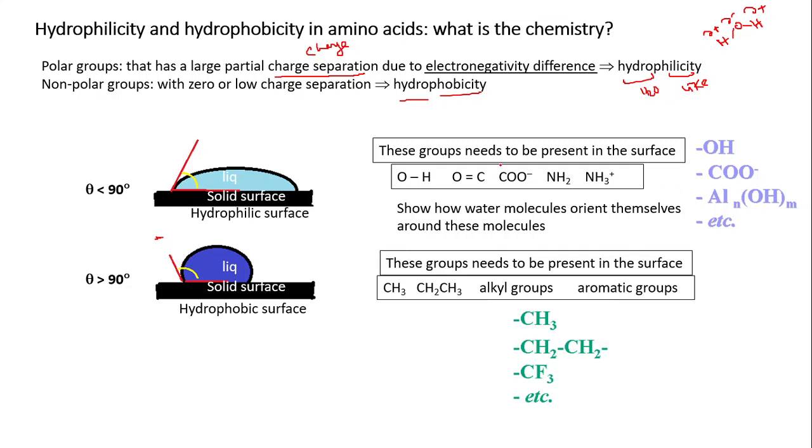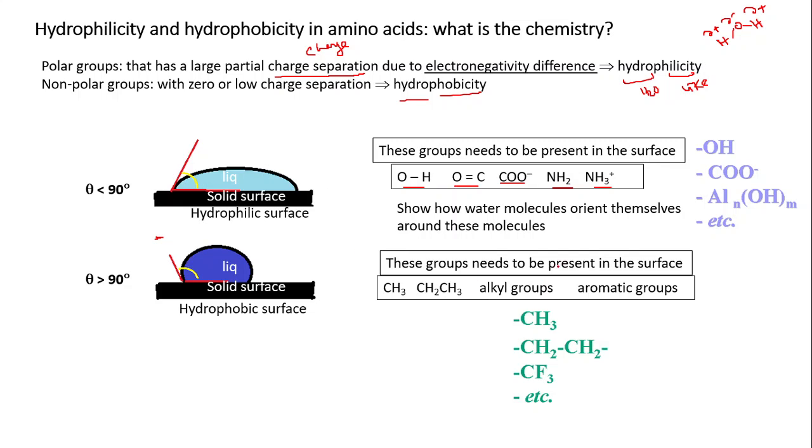What kind of groups would those be? For example, OH, CO minus, NH2, NH3 plus. These love to interact with water due to their polar character. If they are present on a surface or in a molecule, the water will spread around and try to interact with it, due to dipole-dipole interactions.